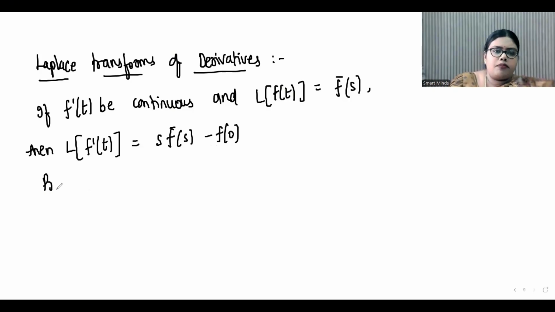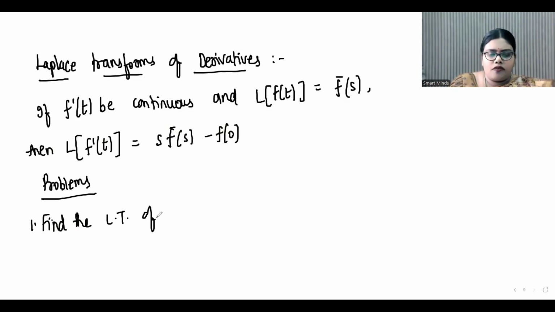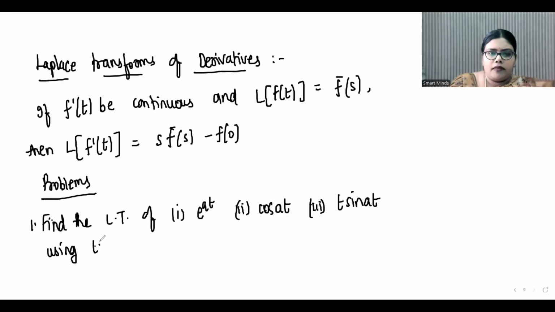Now let us take some problems. Using this concept, you have to find the Laplace transforms. Find the Laplace transform of number 1, e power at, number 2, cos at, number 3, t sin at, using the theorem of transforms of derivatives.